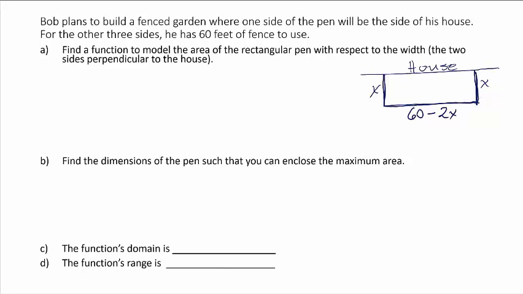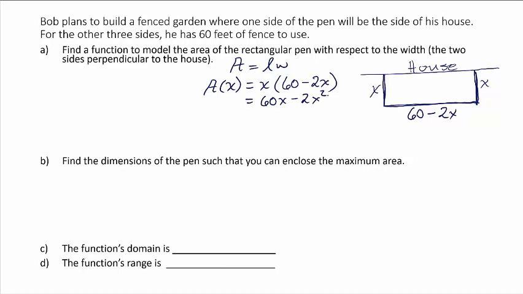Okay, and how do you find area? Do you remember how you find area of a rectangle? Length times width, right? Now, in our case, our width is x, so I'm really going to find A of x, is what I'll call it. The width is x and the length is 60 minus 2x. So instead of having length times width, I've got width times length, but it's the same thing. And so let's distribute that x through. So we have 60x minus 2x squared.